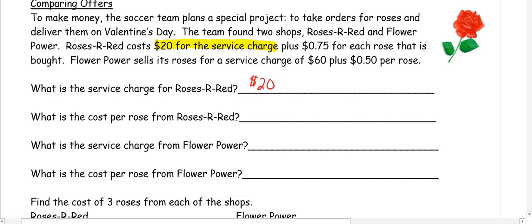And then it says, what are the costs per rose for Roses Are Red? Roses Are Red sells the flowers for 75 cents each rose. So we're going to say 75 cents per rose. Now the other company is Flower Power, and Flower Power sells its roses for a service charge of $60. And each rose from Flower Power costs 50 cents.